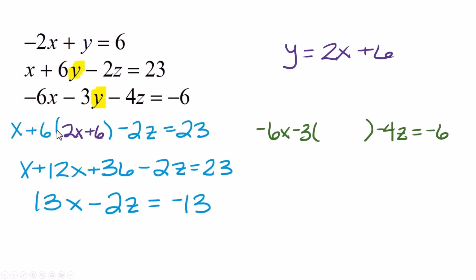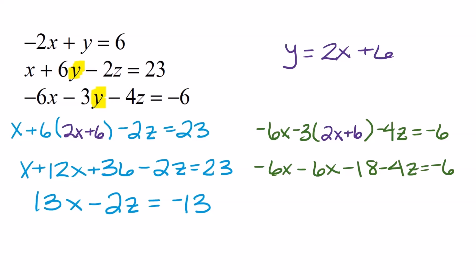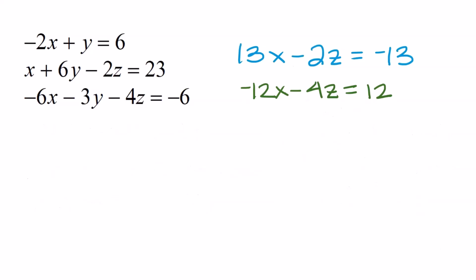I just recopied it, and instead of putting a y, I put a gap. So in that gap where the y would be is now 2x plus 6. Again, we're going to use the distributive property. And again, we're going to combine like terms. And I am going to add the 18 to the negative 6. And I'm going to do that all in one step. Now I have negative 12x minus 4z equals 12. So I have 2 equations, and they each have 2 variables, x and z.